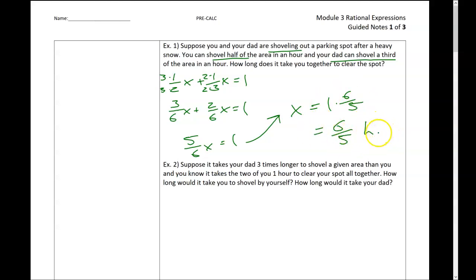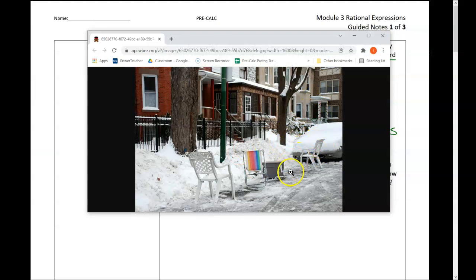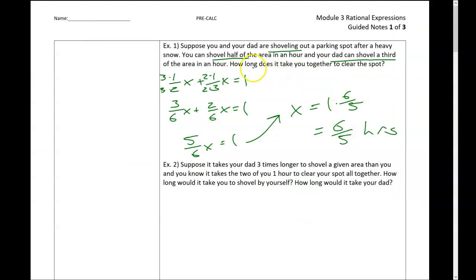So that's 6/5 hours. That's about an hour and 10 minutes, an hour and 12 minutes actually. So together, you and dad, it takes a little bit over an hour to shovel a parking spot, and we'll assume that includes putting your trash there as well. Okay. So that is an easy example of working with these fractions. And as long as you know your fraction rules, you didn't need anything new to do that, right? So this is kind of a baby problem.